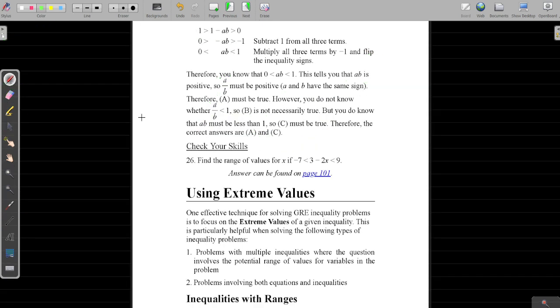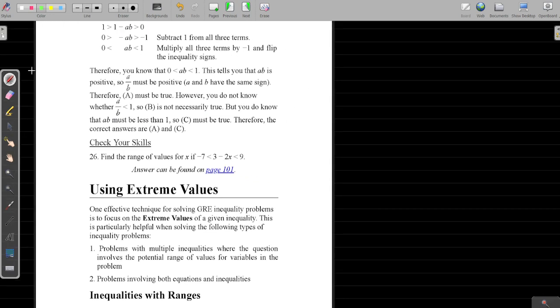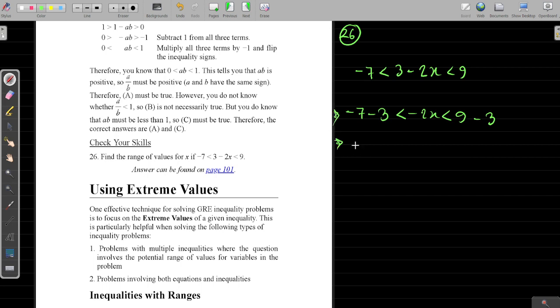Now we are going to check our skill. So the problem number is 26. Minus 7 less than 3 minus 2x less than 9. So first I need to isolate the variable. So what I can do, minus 7 minus 3 less than minus 2x less than 9 minus 3, because I am subtracting 3 from every side. So look at this. So minus 10 less than minus 2x less than 6.